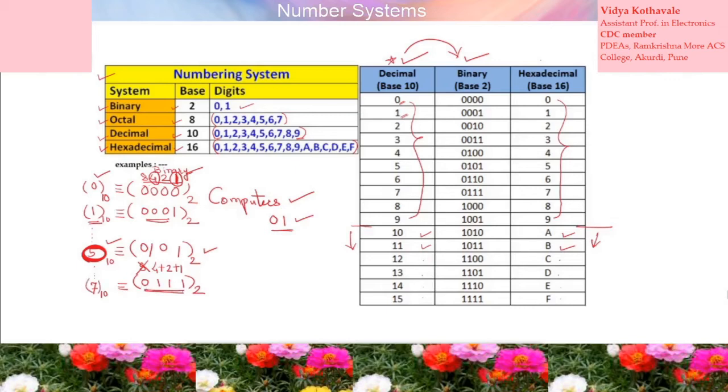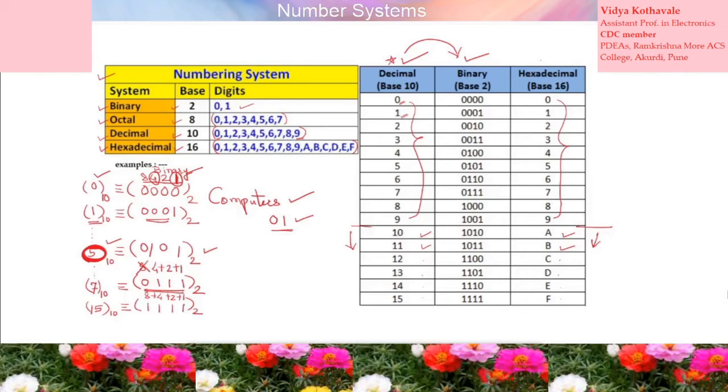Moving further, decimal 15 is equivalent to binary. So 15 is obtained by adding all the 4 digits, 8 plus 4 plus 2 plus 1, and therefore below each digit we place binary 1.